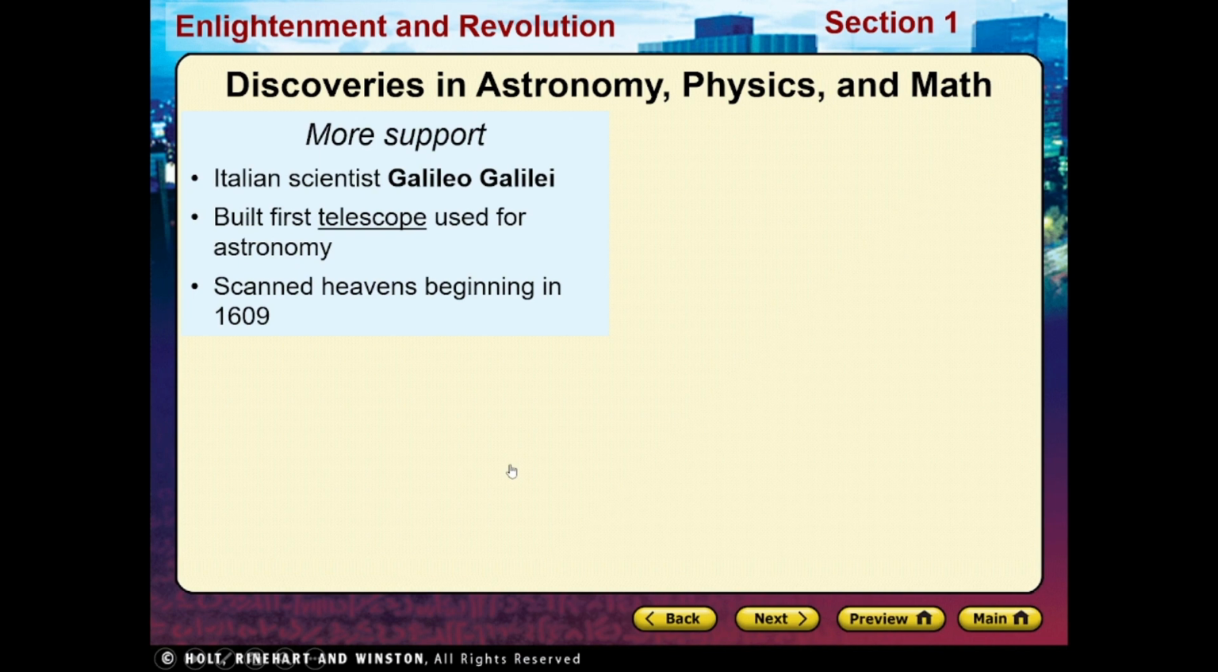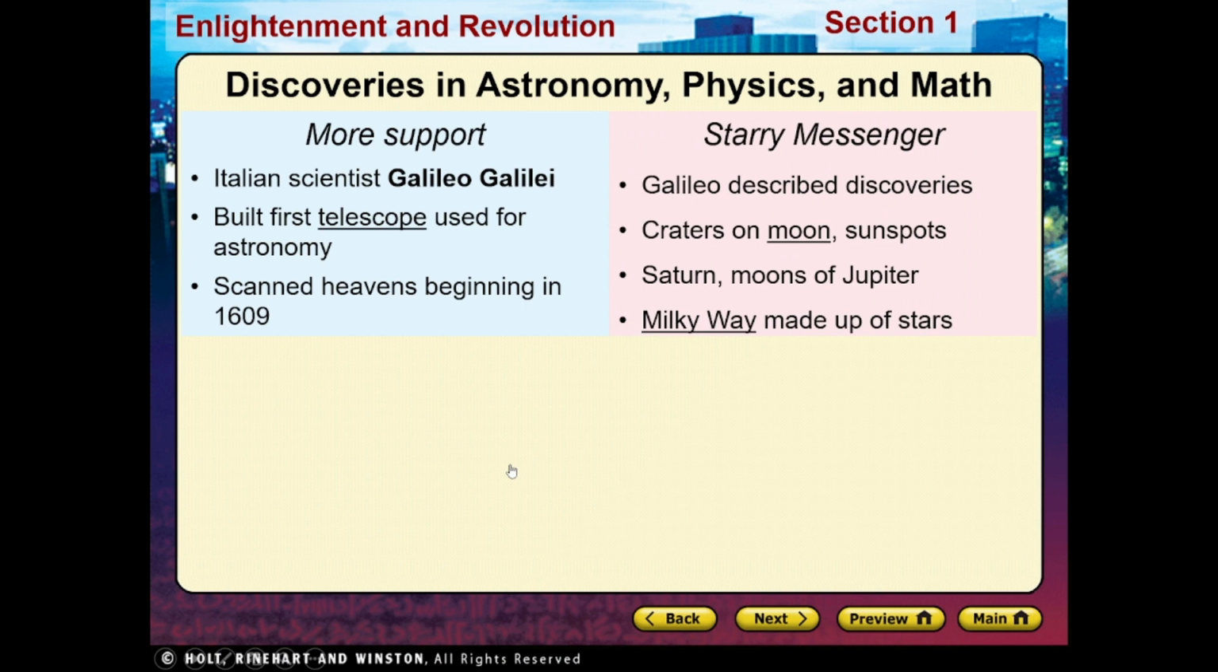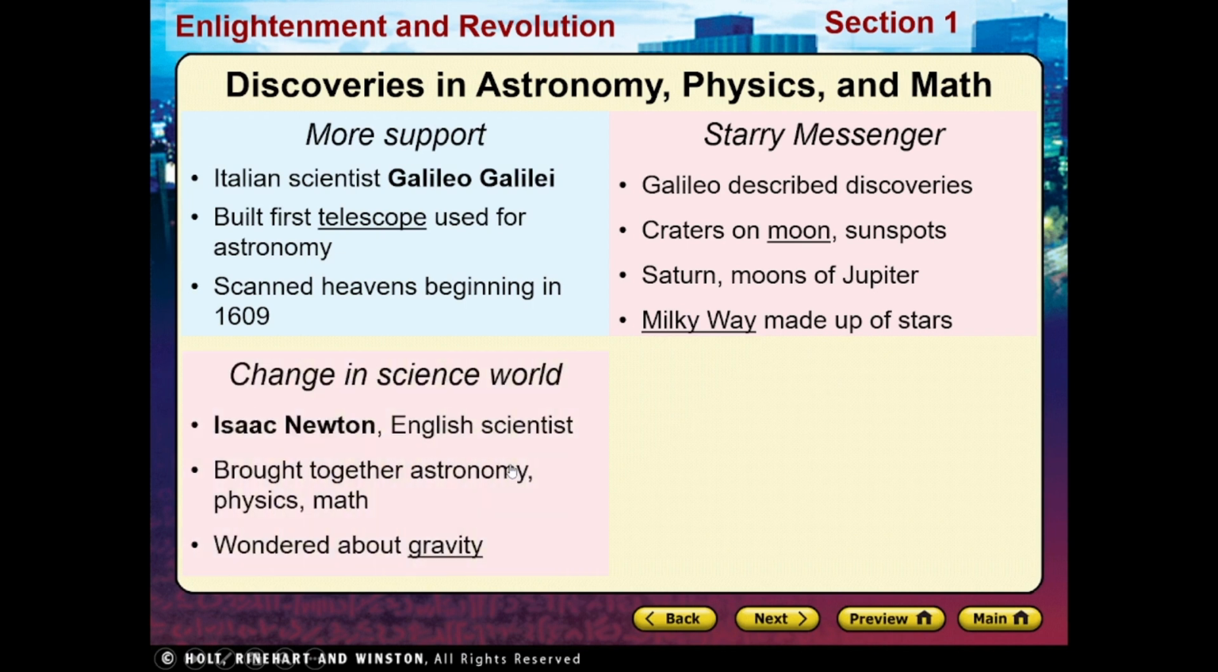So, to support the ideas, Italian scientist Galileo Galilei built the first telescope used for astronomy, and scanned the heavens beginning in 1609. In Starry Messenger, Galileo described discoveries: craters on the moon, sunspots, Saturn, moons of Jupiter, the Milky Way made up of stars, and change in the science world. So Isaac Newton, an English scientist, brought together astronomy, physics, and math, and wondered about gravity.